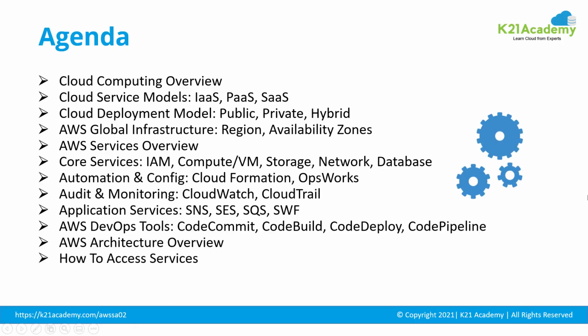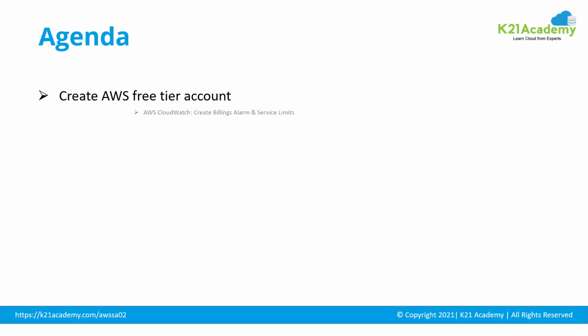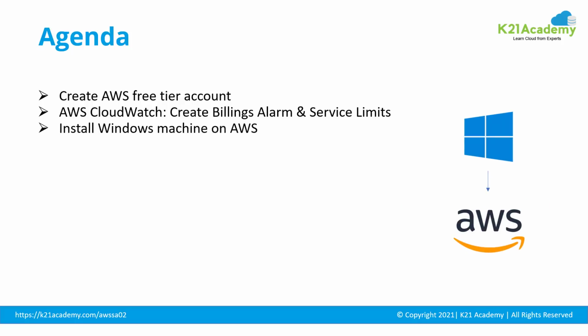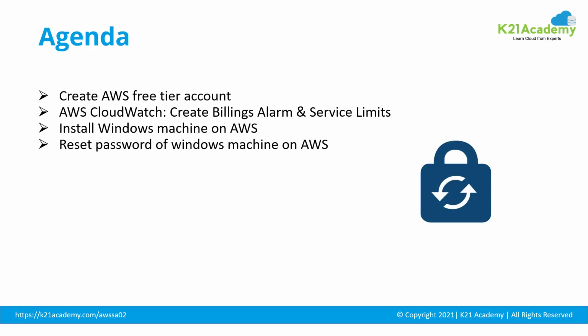Post that, we will see how to access the services of AWS. And then we will see how to create an AWS free tier account. Post that, we will see how to configure AWS CloudWatch to create billing alarms and service limits. And then we will see how to install a Windows machine on AWS and install command line tools like AWS CLI, eksctl, and kubectl on Linux. And then we will see how to reset the password of a Windows machine on AWS.